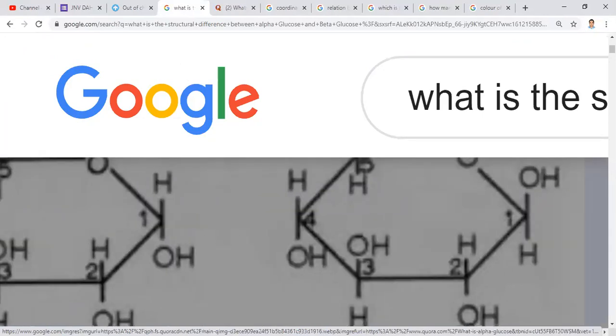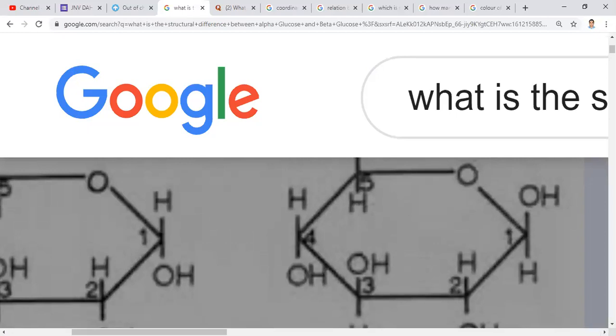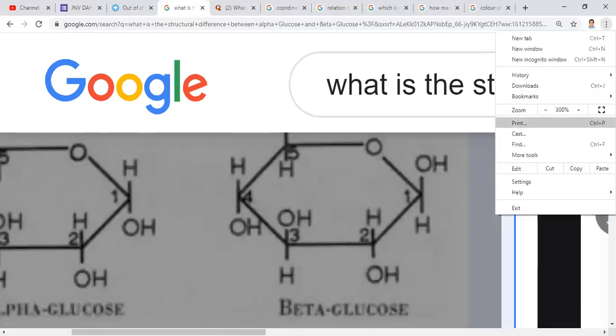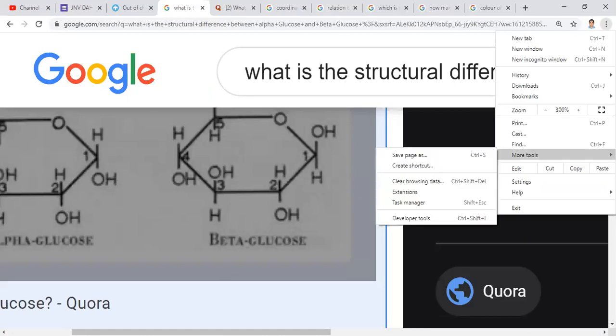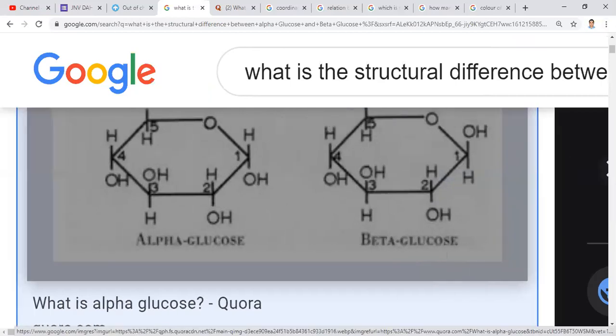This is what I'm talking about. Here H is above and OH is under. Here OH is above and H is under. Can you see this? So that is the basic difference between alpha D glucose and beta D glucose. You can see now, I hope. This is your alpha D glucose and this is your beta D glucose. This is alpha D glucose, H and OH. This is beta D glucose, HO and H. That is the basic difference that we can understand.